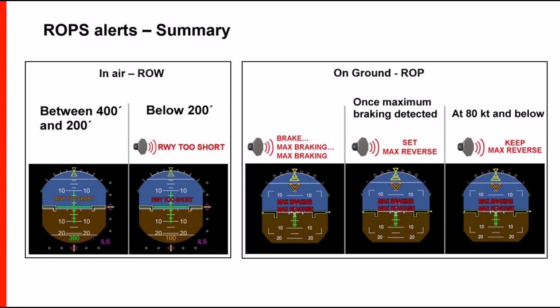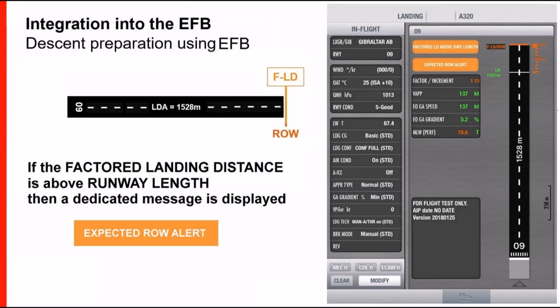In this slide, you can see a summary of the warning messages issued by ROW in the air and by ROP once on the ground. Finally, if the Runway Overflow Prevention System is integrated into the EFB and the factored landing distance is above the runway length, a special message is displayed.